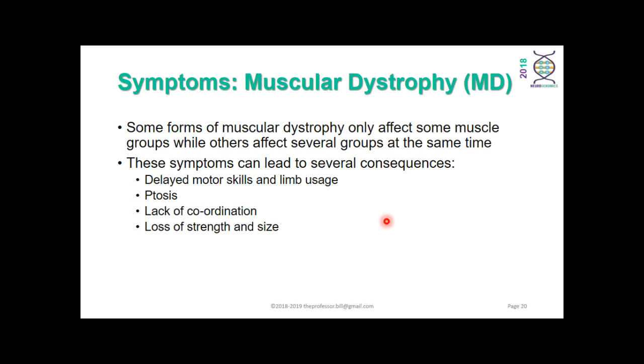So depending on the muscle groups that get affected, you might have delayed motor skills, you may have loss of limb usage, you might have a droopiness, which we call ptosis. Oftentimes you'll see a muscle group that's no longer able to contract, and you'll see a drooping eyelid or a drooping face. And this ptosis is actually one of the signs that your muscles are no longer able to contract in a coordinated fashion. And of course, ultimately, as your muscles stop contracting, they will lose size. And as they lose size, you're going to lose strength associated with these muscles.